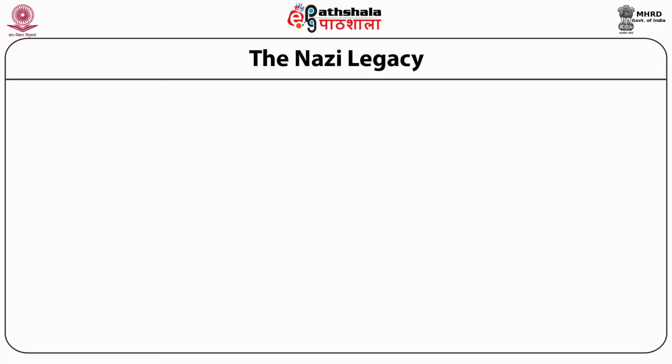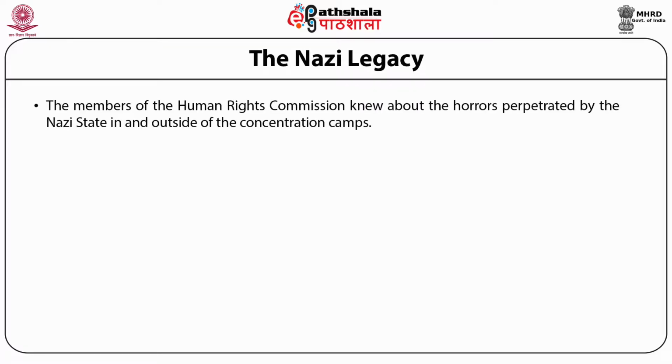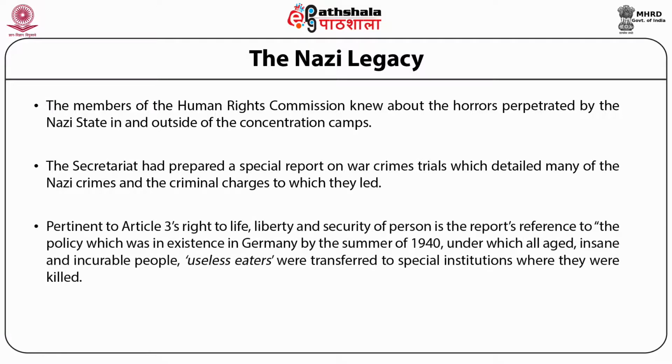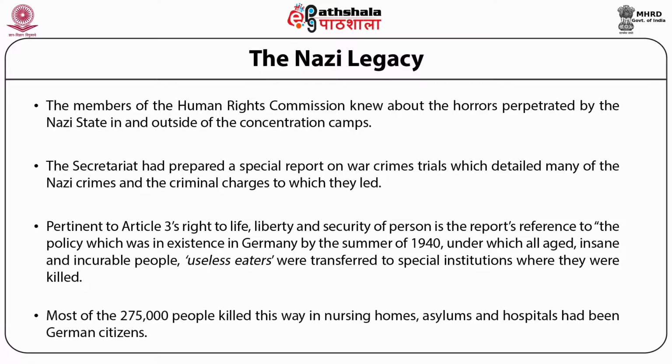Why? The members of the Human Rights Commission knew about the horrors perpetrated by the Nazi state in and outside of the concentration camps. The Secretariat had prepared a special report that had described most of the war crimes. Pertinent to Article 3's right to life and liberty, as the report said, was the policy which was in existence in Germany by the summer of 1940 when Hitler was in power, under which all aged, insane and incurable people were transferred to special institutions where they were killed. Most of the 275,000 people killed in this way in nursing homes, asylums and hospitals had been German citizens.